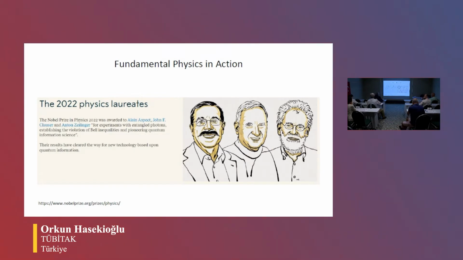Efforts. This is, I would say, fundamental physics in action. As we all know, Alain Aspect, John Clauser, and Anton Zeilinger were awarded the 2022 Nobel Prize in physics for their experiments on entangled photons and establishing the violation of Bell inequalities. What I'm going to talk about is the exploitation of Bell inequalities and its application in actual communication systems to achieve physical layer security.